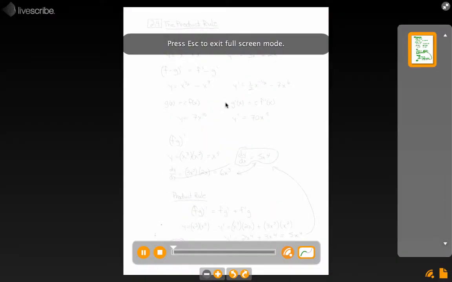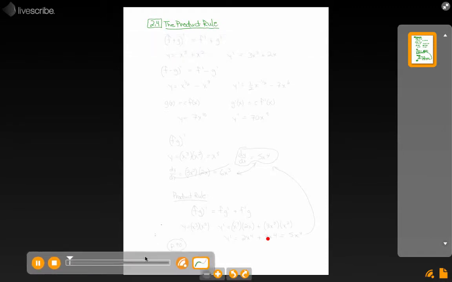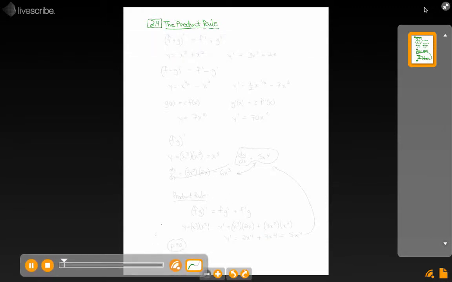This lesson comes out of section 2.4, the product rule. In some of the last sections we learned some very straightforward derivative rules. For example, the sum rule says that if you have two functions being added together and you want to take the derivative, you just take the derivative of the first and add it to the derivative of the second.